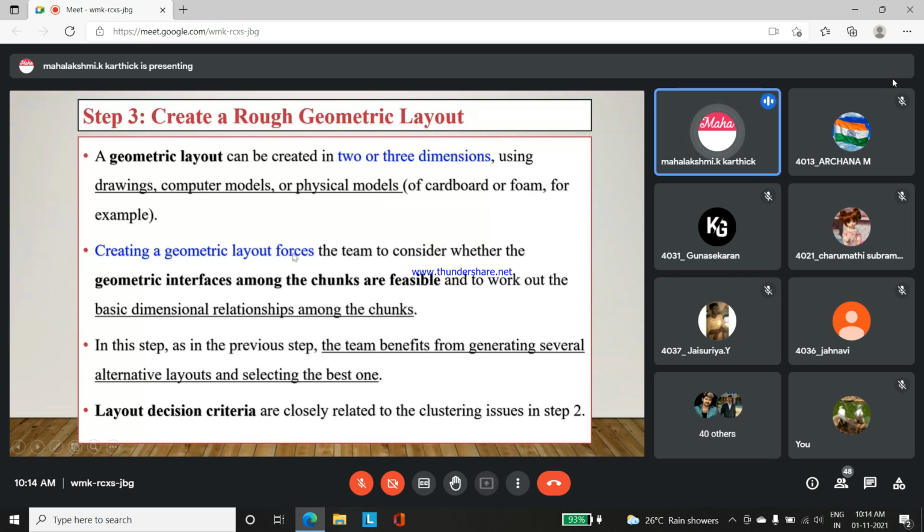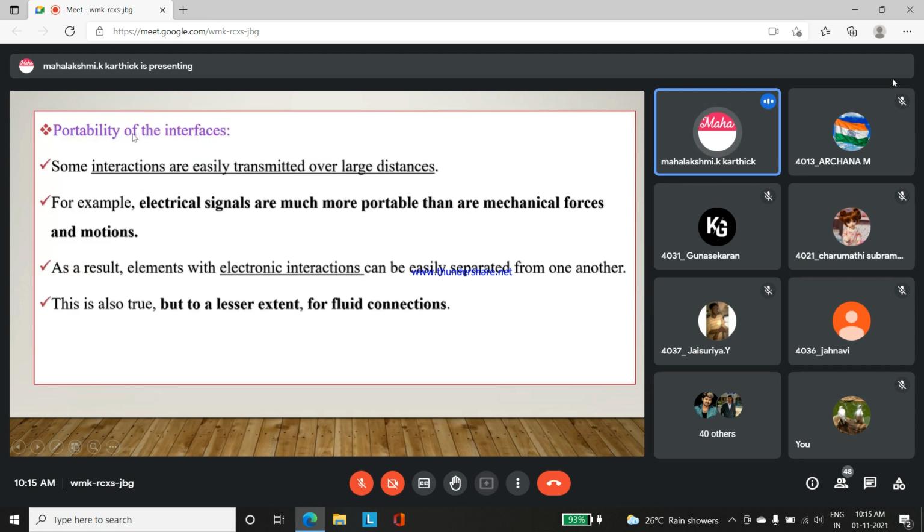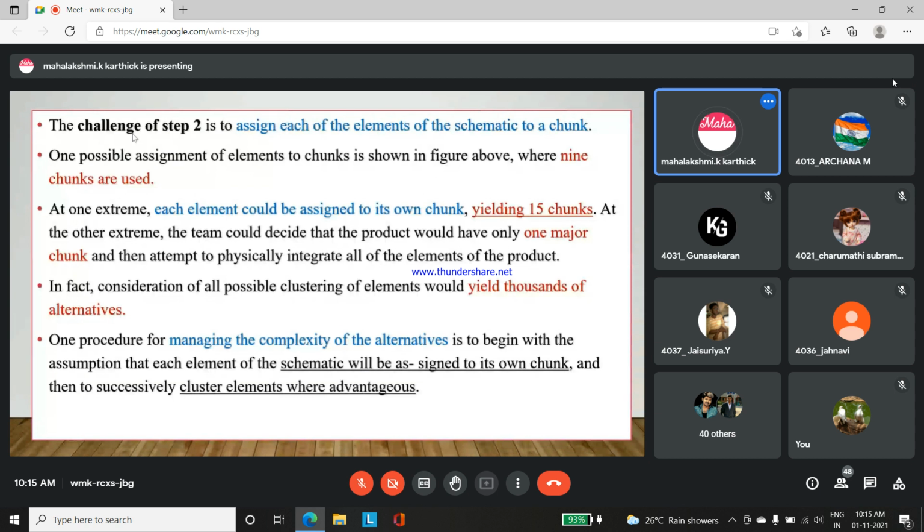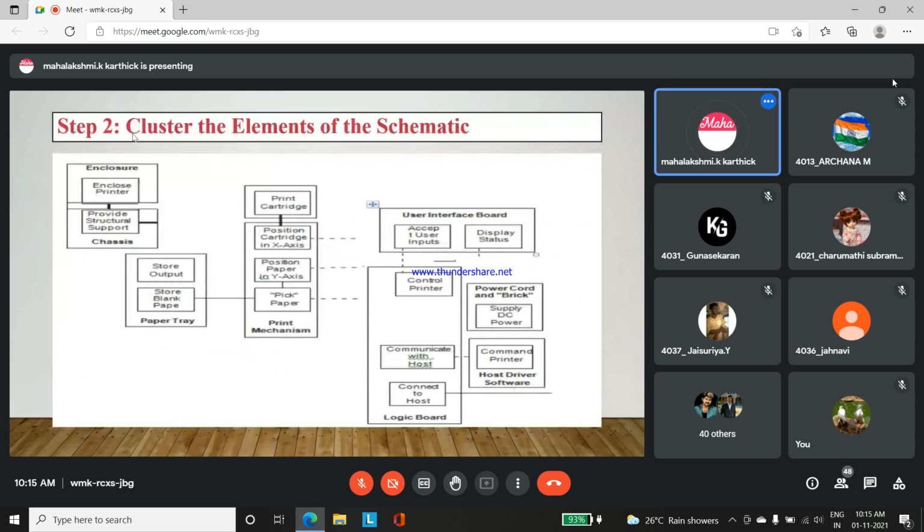So creating a geometric layout, these are the key points you have to remember and you also want to write during your exams. Creating a geometric layout forces the team to consider whether the geometric interfaces among the chunks are feasible or not. Why do we have to undergo the step 3 process? Till step 2, we have understood the real parts needed for a product, the elements needed for the product, what elements are to be integrated, and what should be represented separately. We have got an overall idea in step 2.